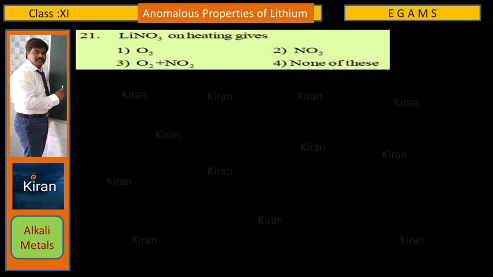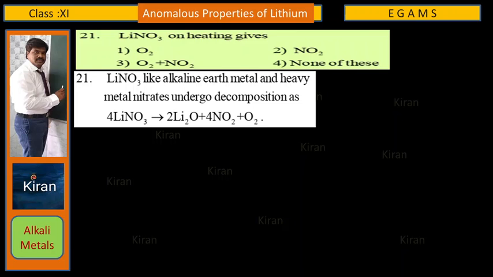Anomalous properties. Lithium nitrate on heating gives. When you heat lithium nitrate, what product will come? Yes, same question. Nitrogen dioxide, that is brownish in color, is coming. Third option is the correct option.